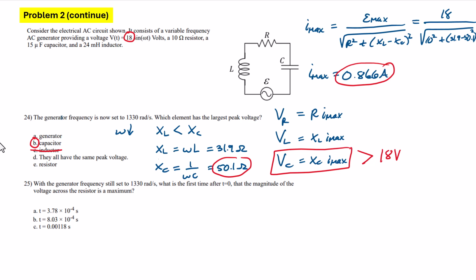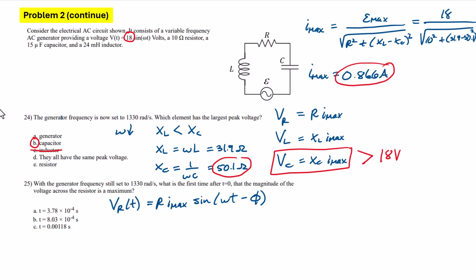Nice problem. All right, next question says, with the generator frequency still here, what is the first time after T0 that the magnitude of the voltage across the resistor is a maximum? Well, let's write down an expression for the voltage across the resistor. Again, it's going to be R times I max. And now we have this sine function, omega t minus my phase angle.